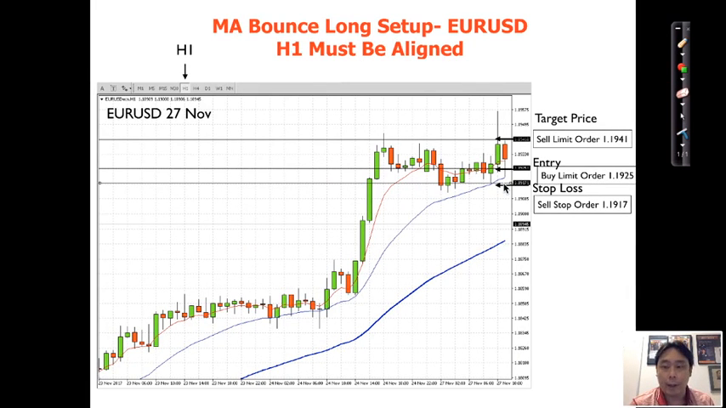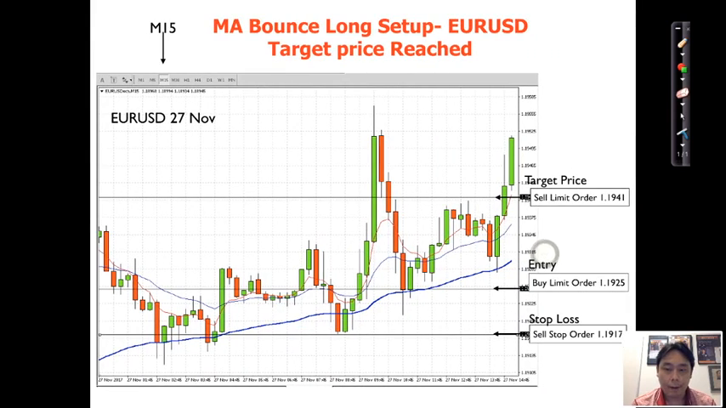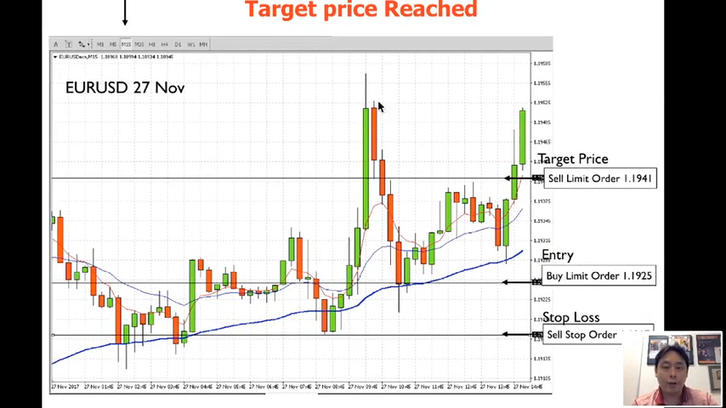So did this trade work out? Let's take a look. Yes, this trade worked out. Sure enough, you can see the price indeed came down and hit my buy limit order of 1925. In fact, it hit and went even lower, right? So it's not exact, it hit, it went lower.